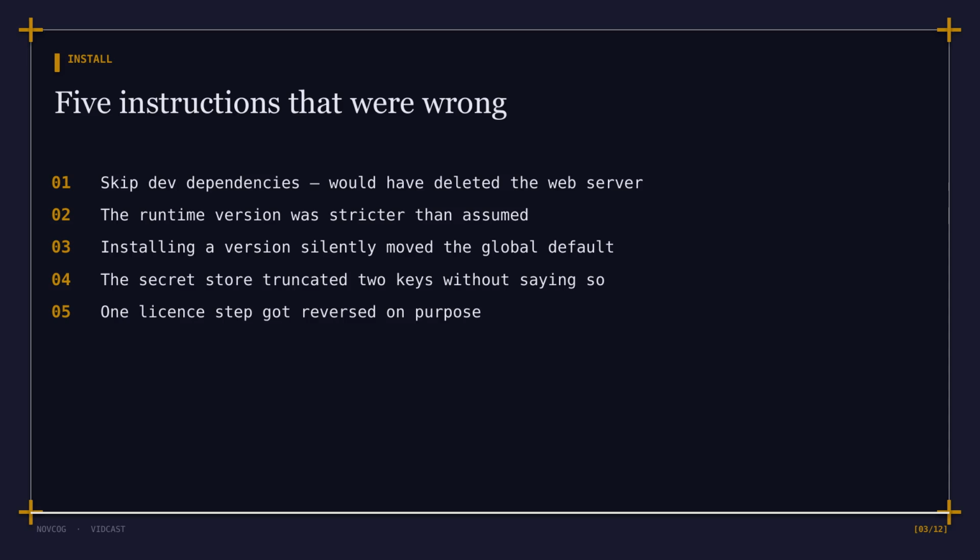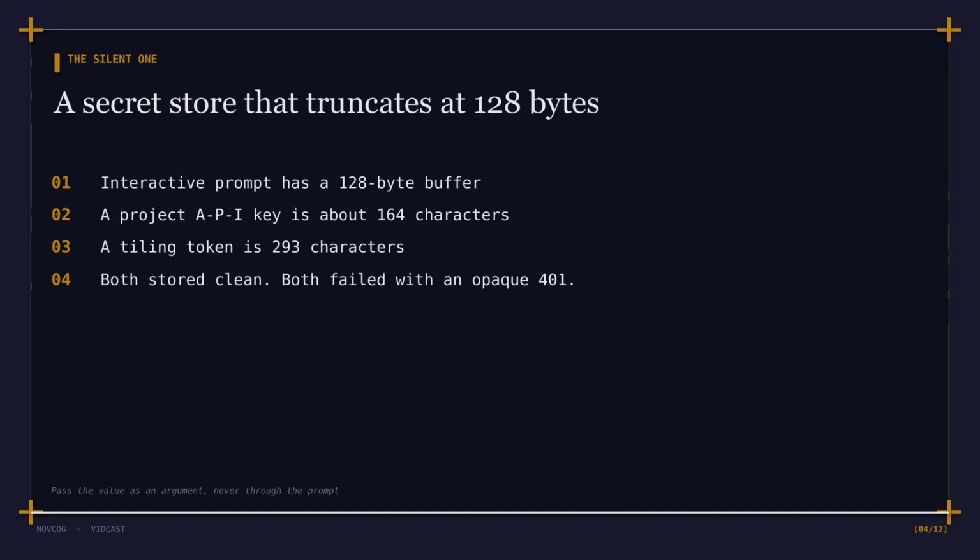I ran this against a written plan and 5 of its steps were wrong. The best one skipped the development dependencies to save 200 megabytes. Reasonable advice, except that in this project the web server itself lives in that bucket. Following it would have produced an application that installs perfectly and cannot start. I caught it by reading the launch script before running it, which is the only reason this is a footnote instead of an afternoon.